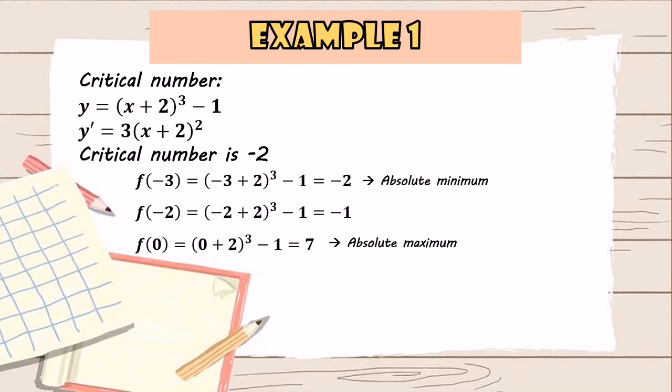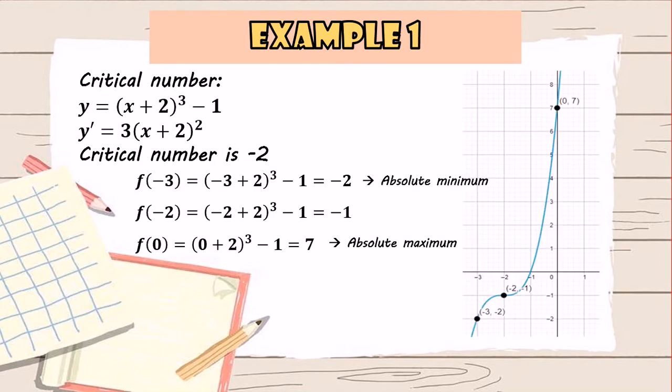So always remember that for negative integers, as the number increases, its value decreases. So negative 2 is our absolute minimum and not negative 1. So this is the graph of the function y equals (x + 2)^3 - 1 with the resulting points.